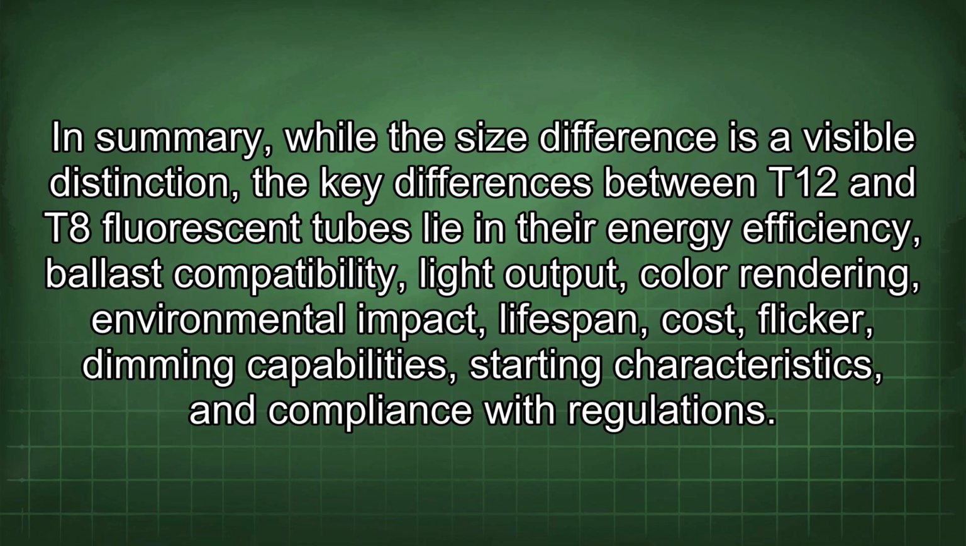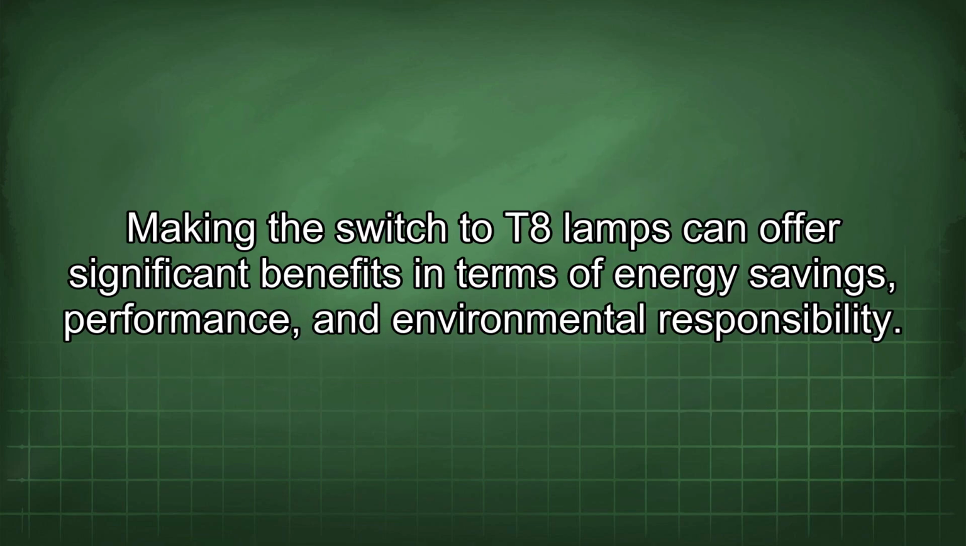In summary, while the size difference is a visible distinction, the key differences between T12 and T8 fluorescent tubes lie in their energy efficiency, ballast compatibility, light output, color rendering, environmental impact, lifespan, cost, flicker, dimming capabilities, starting characteristics, and compliance with regulations. Making the switch to T8 lamps can offer significant benefits in terms of energy savings, performance, and environmental responsibility.